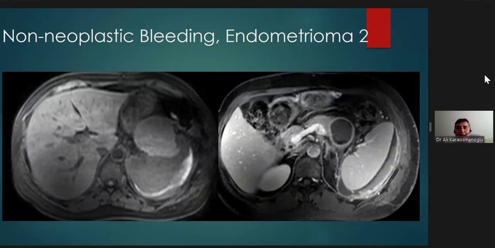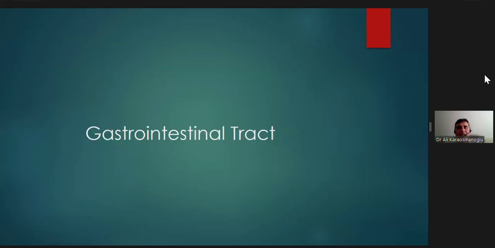This is another, similar patient. You can see a cystic lesion, which turned out to be an endometrioma. I didn't go into details on this one.